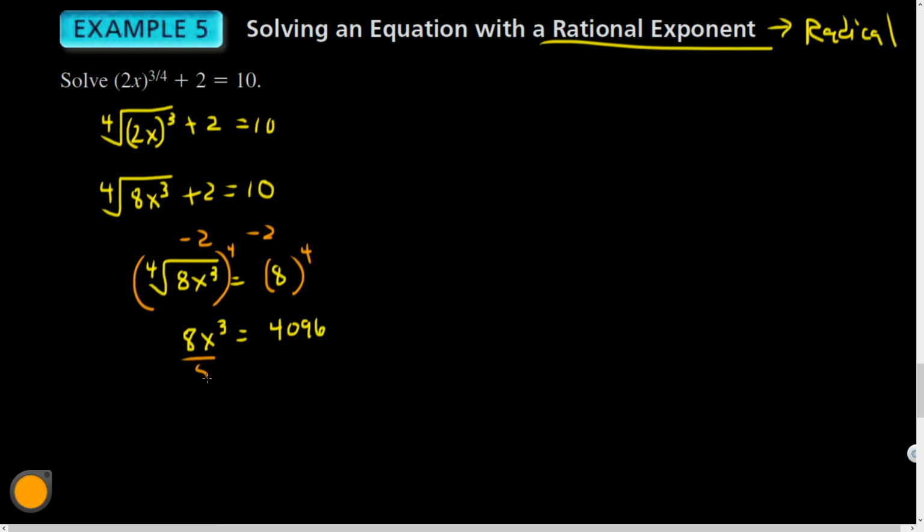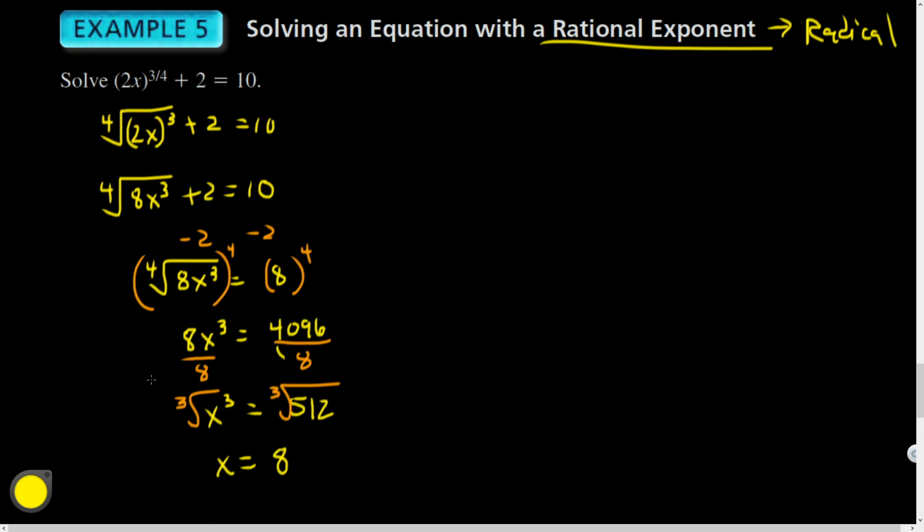Let's divide both sides by 8 now. I get x cubed equals 4096 divided by 8, which is 512. Ooh, I feel good about this one. I cube root both sides. Now, do I need a plus or minus? No, I don't, because it's an odd index, you don't use plus or minus. And I get only one answer. The cube root of 512 is 8, so x equals 8.